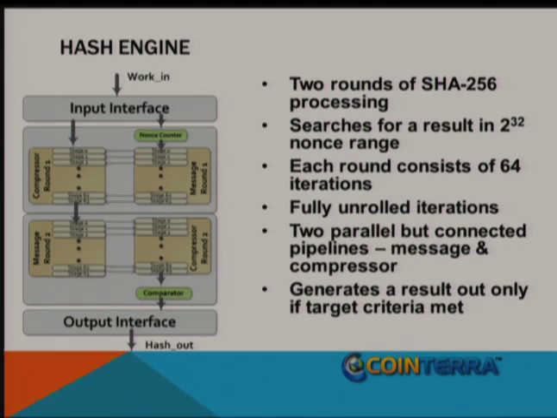After an initial latency of 128 cycles, a hash output is produced every clock cycle and is checked by a comparator whether that hash meets the target number of zeros, or if the target criteria is met. If the target criteria is met, that result is handed over to the output interface, and the output interface places this result in the output FIFO.